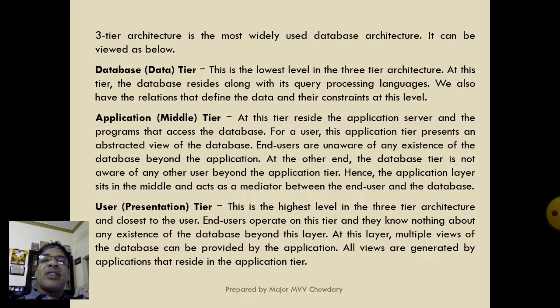The next tier is user tier. This is also known as presentation tier. This is the highest level in the three-tier architecture and closest to the user. End users operate on this tier and they know nothing about any existence of the database beyond this layer.